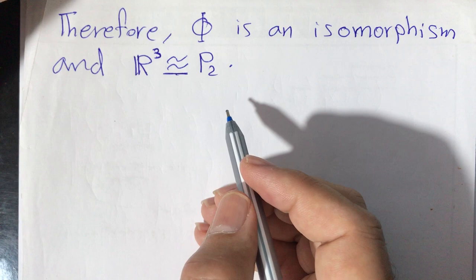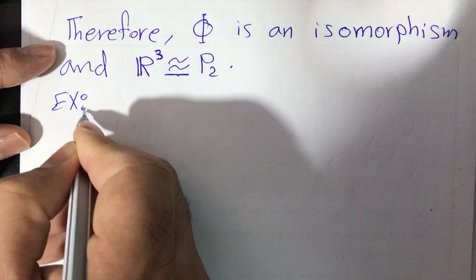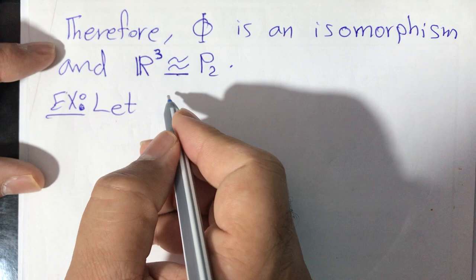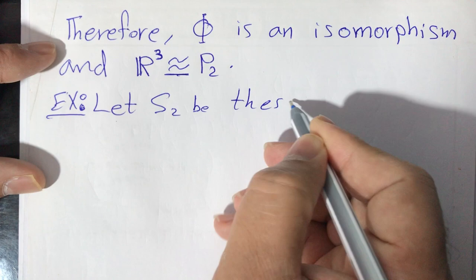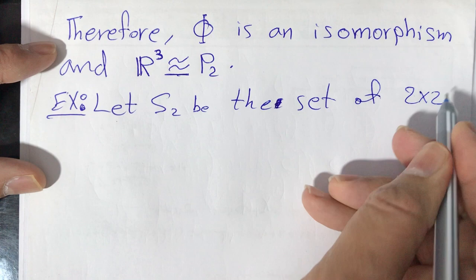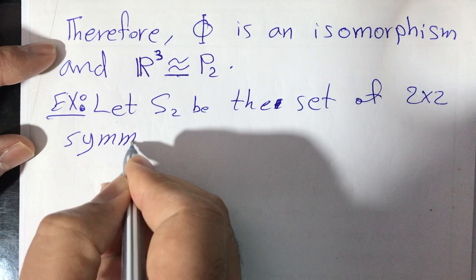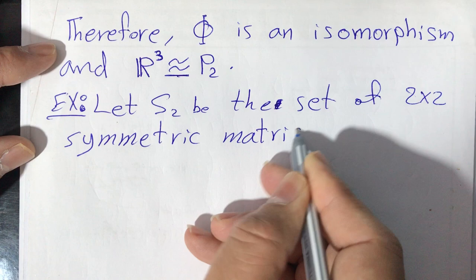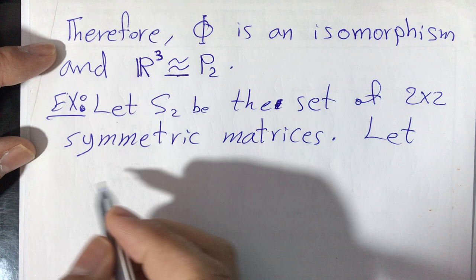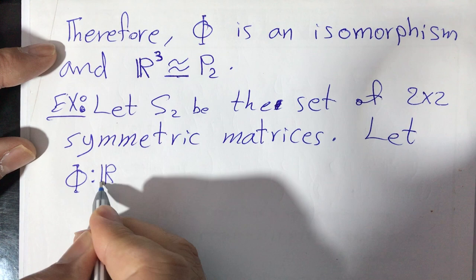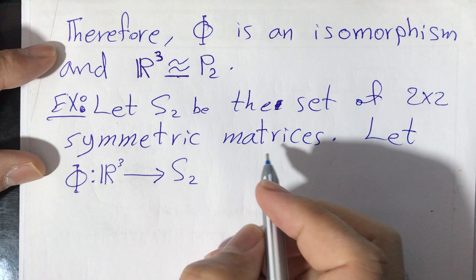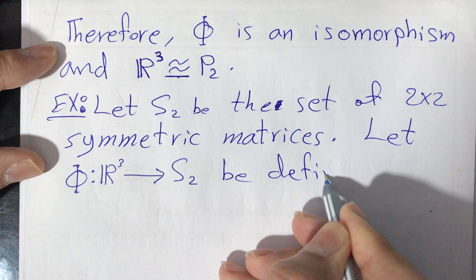Okay, there is another example about this subject. Let S2 be the set of 2 times 2 symmetric matrices. You know symmetric matrices. Let phi, defined from R3 into S2, be defined this way.